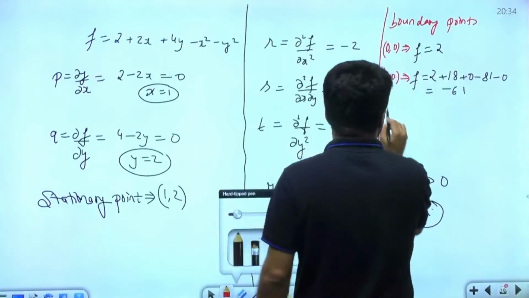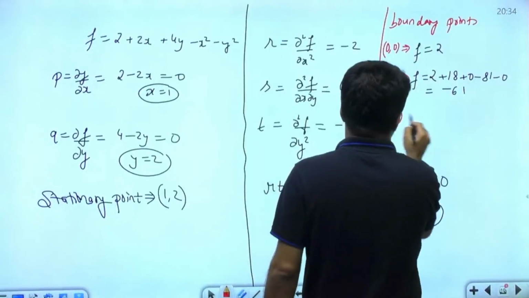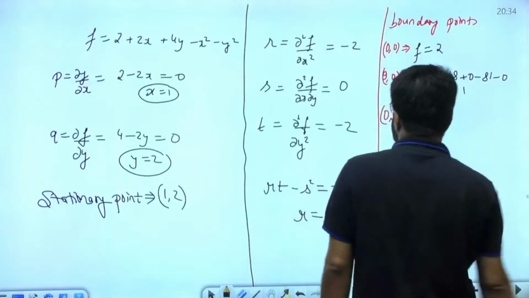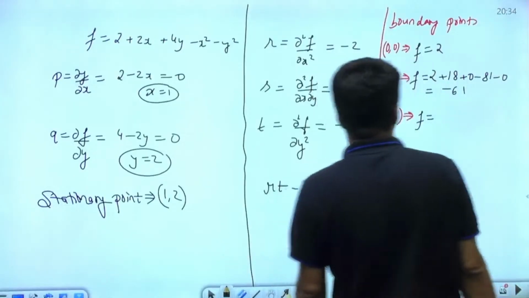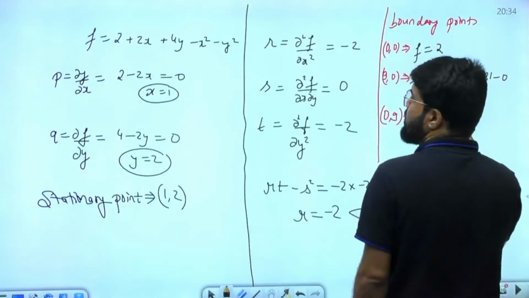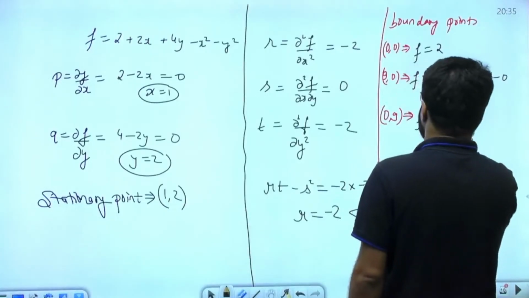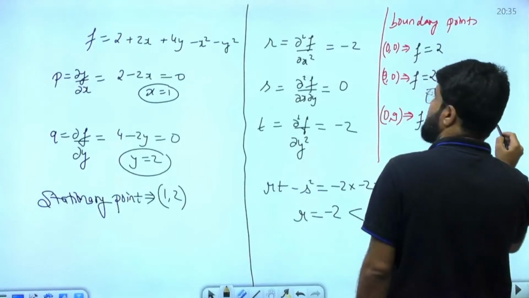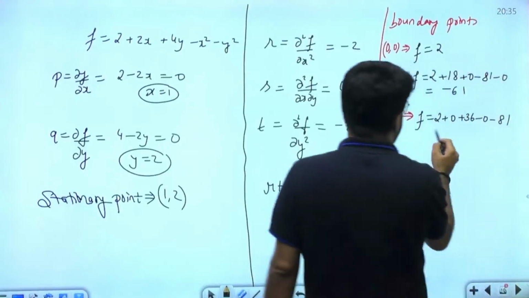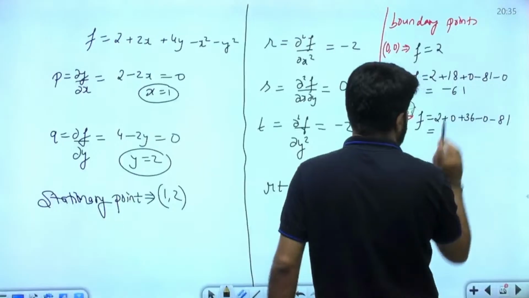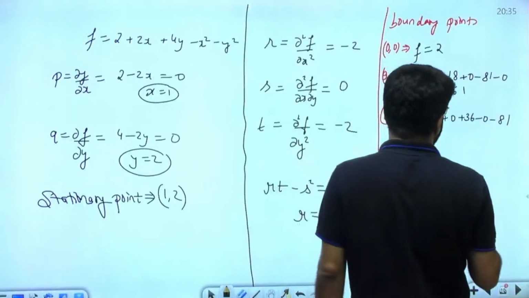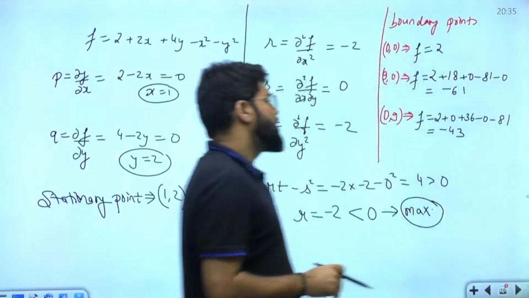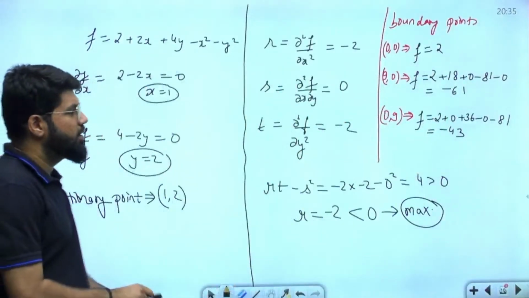Then the last point is (0, 9). At (0, 9), what is the value of f? At x equal to 0, so 2, then plus 4 into 9, 36, minus 0, and minus 81. So this is going to be smaller only, definitely. This looks like minus 43. Correct?